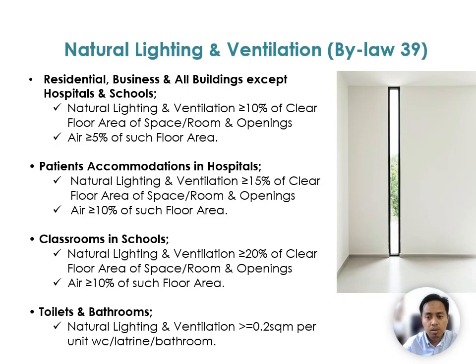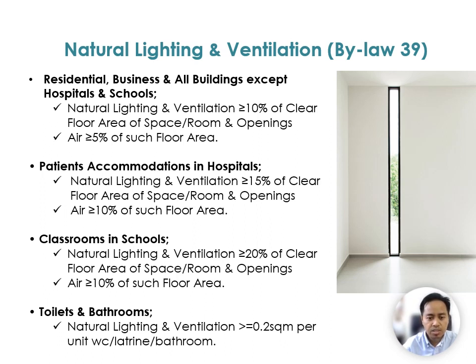Let's have a look at the next by-law, number 39. It's all about natural lighting and ventilation. In the by-law, conceptually, they govern the minimum size of openings to allow for adequate lights and ventilation. So here there are 4 categories of buildings with different requirements. The first one: residential, business, and all buildings except hospitals and schools. Natural lighting ventilation should be bigger than 10% of clear floor area of the space or room, and openings where air circulation should be more than 5% of such floor area.